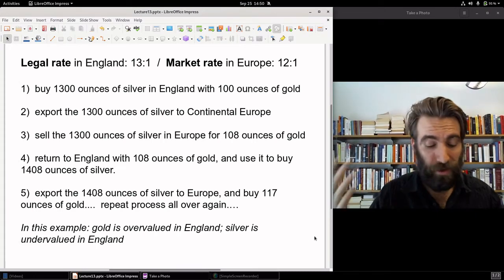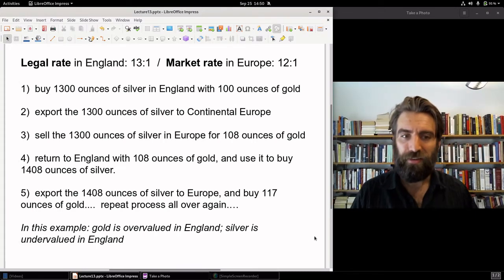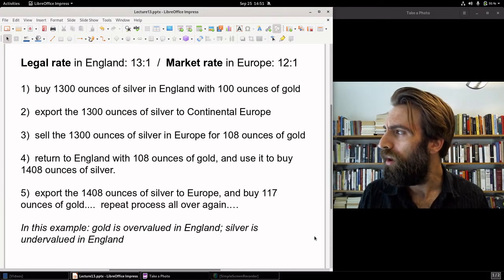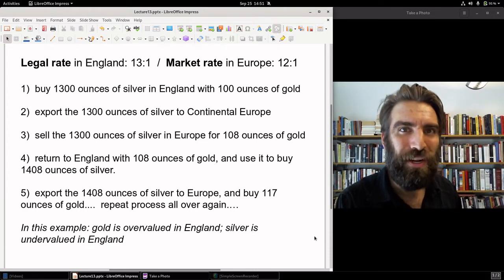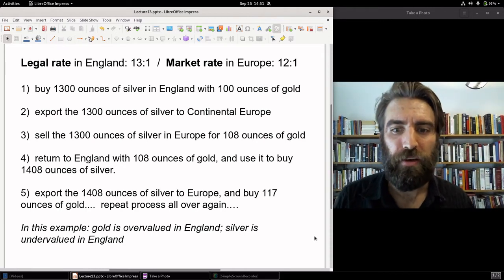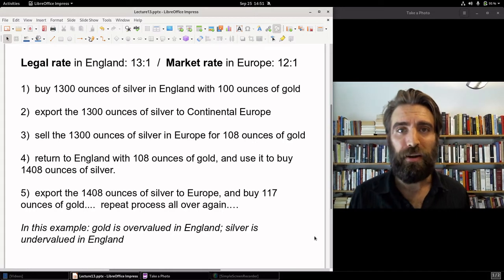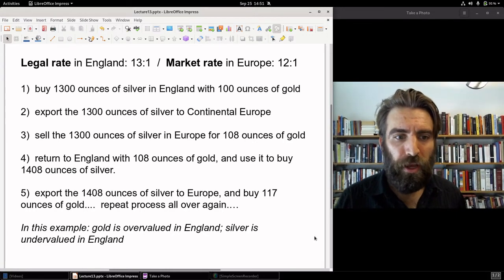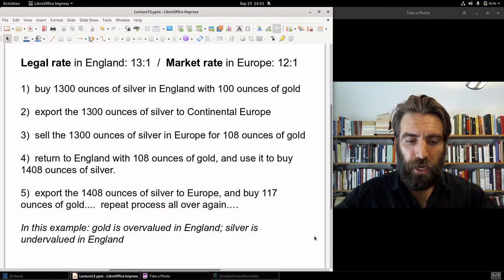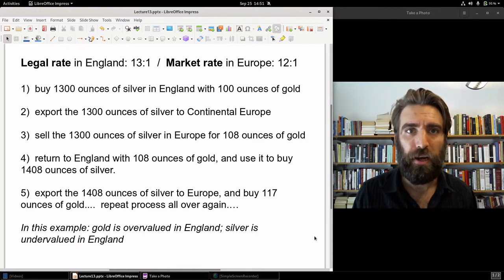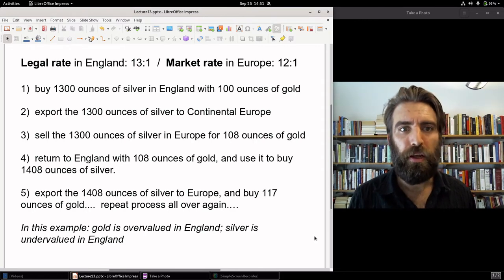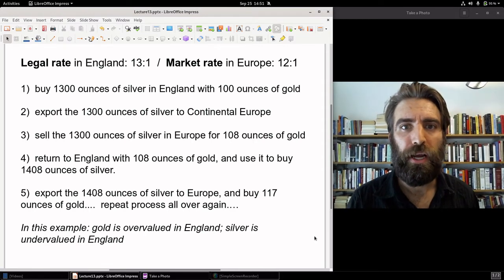See how this is a system that if you're a crafty merchant or an especially gifted merchant, you can take advantage of something like this, and it has a big impact on the currency of a country. If one metal is particularly overvalued, it will dominate the currency of that country. And so this can be a big deal for an economy.